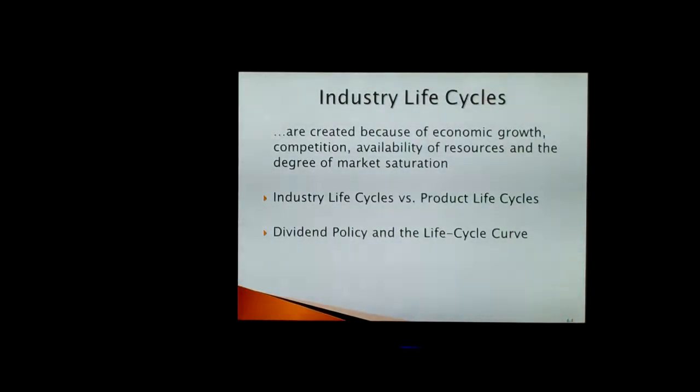Okay, so industry life cycles are created because of economic growth, competition, availability of resources, and the degree of market saturation. I asked you a question on the homework about industry life cycles versus product life cycles. How they're different. Product life cycles have 4 stages. Industry life cycles have 5 stages. We go into that in a little more detail here. Then also talks about dividend policy and the life cycle curve.